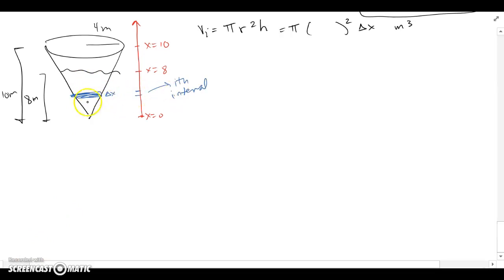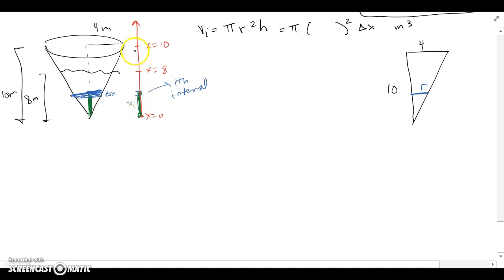Again, if I'm looking at the ith interval, I need to figure out what this radius is going to be in terms of x, because it keeps changing as I go up and down. So now notice I'm pulling out this triangle that I'm making off this cone to the side, 4 by 10. The radius is changing, and I also want to know what this distance is. If I pull it out and bring it next to my axis, notice how it touches the origin. So this is really just x sub i, or x. It's a distance x depending on how high I am.